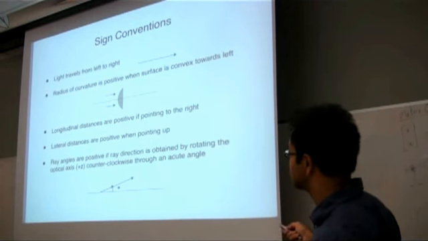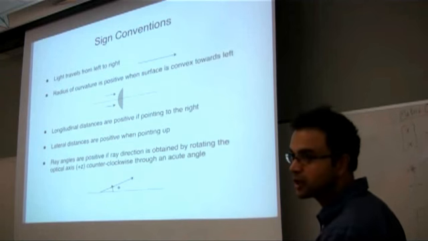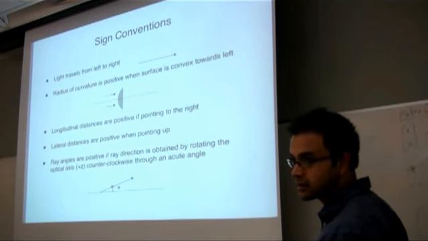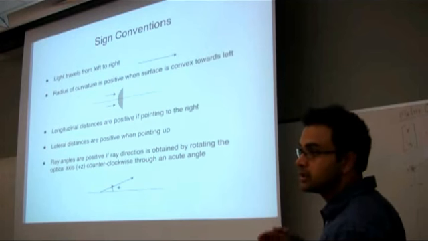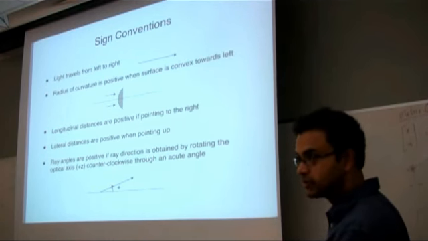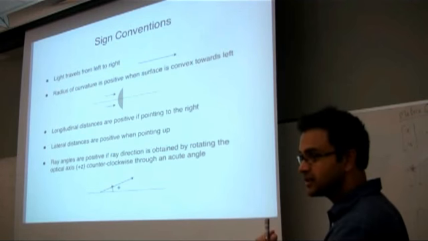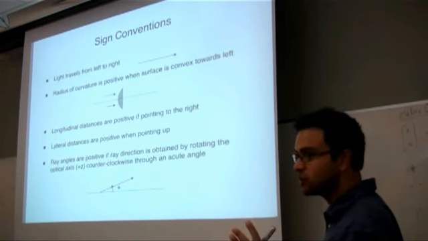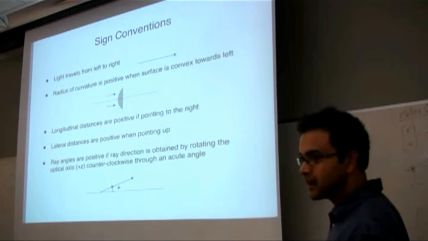Lateral distance is positive when pointing up. Lateral means orthogonal to the optical axis. Again, that's just a convention, and convention is important because, remember, when you form real images with a single lens, you'll always have inverted images. If the object is pointing up, the image will point down. We'll see that in a minute.